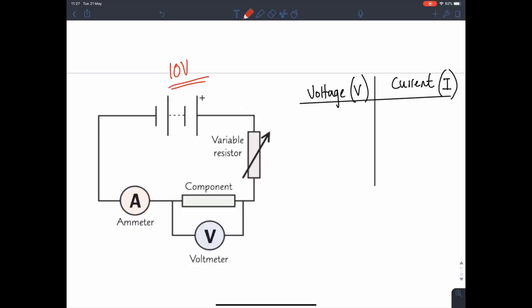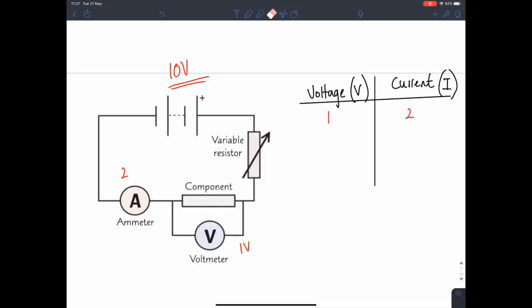Okay, so we're going to set the variable resistor to maximum resistance, so as to only allow, let's say, 1 volt from that 10 through to the component. Then we measure what the ammeter says. So imagine the ammeter might say 2. So when 1 volt goes through, the current is 2.